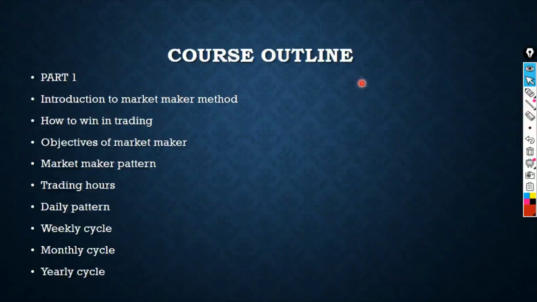The course outline is going to be broken down into 4 parts, where part 1 will talk about the introduction to the market makers method, how to win in trading, objectives of the market maker pattern, the trading hours of when you should trade, and the daily, weekly, monthly, and yearly cycle. So these are cycles that play out every day, every week, and every year. We have a pattern that repeats itself over the course of the year.